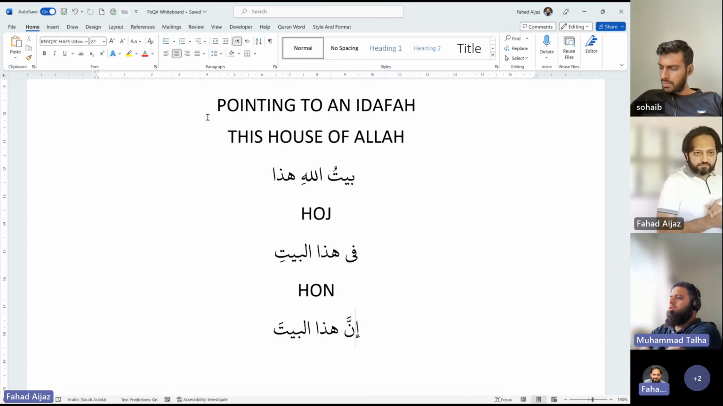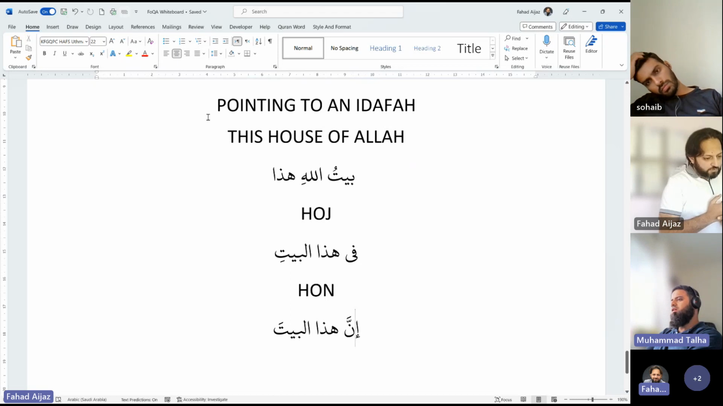Is this clear? But guys, this harf of nasab, I will also interpret it as, in harf of nasab, we learn that it is still valid with a long distance relationship, right? So haza is not there, but bayt is an ism. So I will make it nasab.